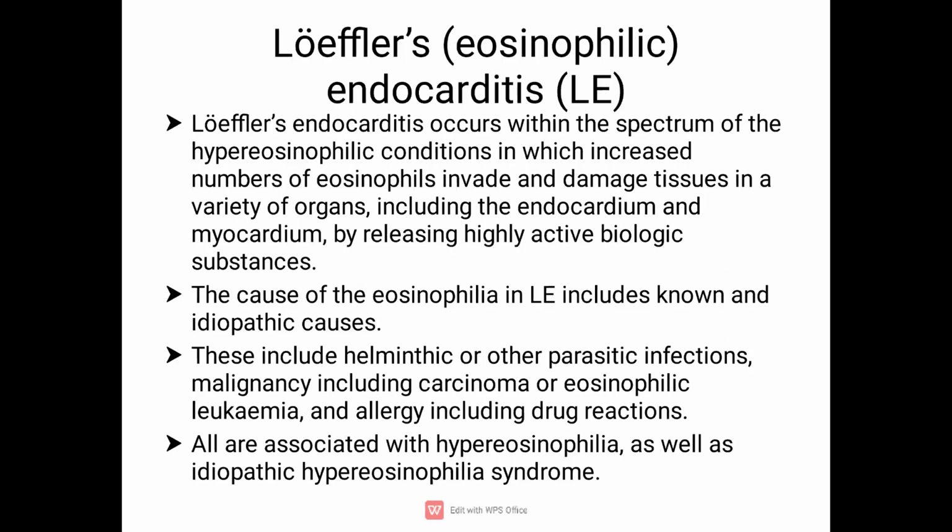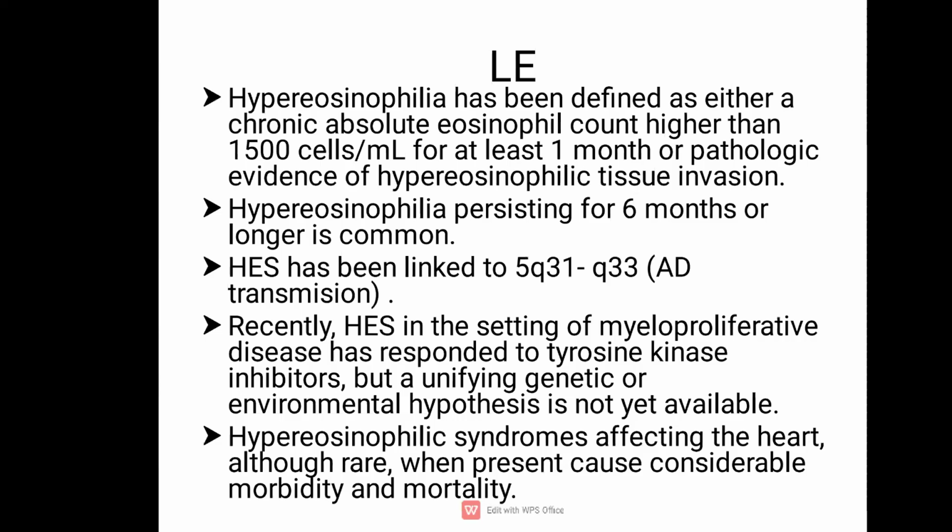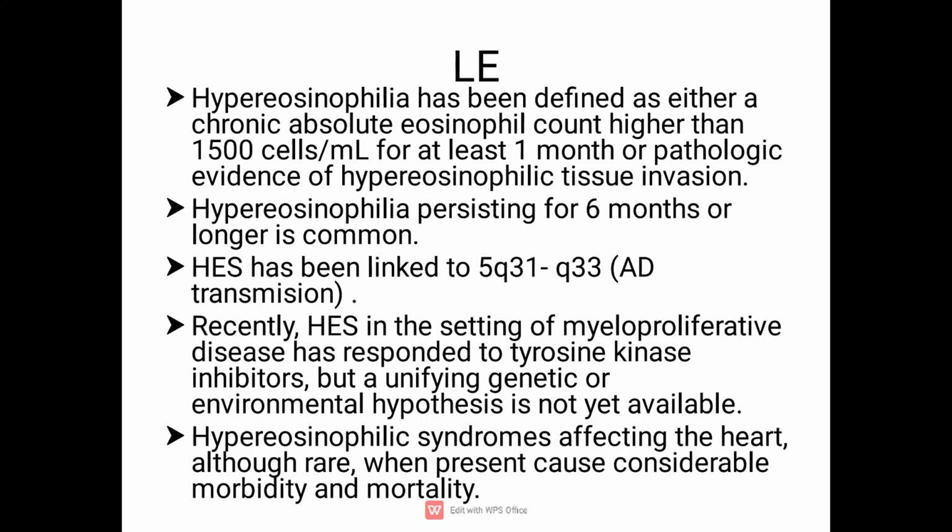I'll just go briefly to Loeffler endocarditis, which is actually the other one under the endomyocardial diseases. Now, it is said that the causes of eosinophilia in Loeffler endocarditis could include known and then idiopathic causes. And this is said to range from helminthic, parasitic infection, malignancy, carcinoma, eosinophilic leukemia, and all these conditions are associated with eosinophilia, as well as idiopathic hypereosinophilic syndrome. Now, when we're talking about hypereosinophilia, what does it mean? It actually means that you have a chronic absolute eosinophil count elevation or pathologic evidence of hypereosinophilic tissue invasion. And sometimes the eosinophilia could be persisting for more than 6 months or longer, and this is said to be common.